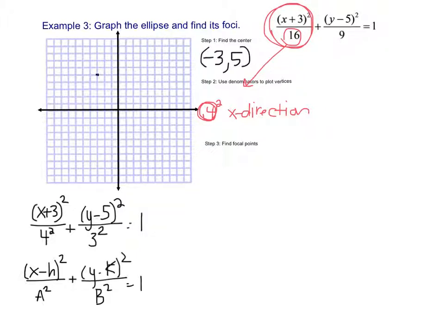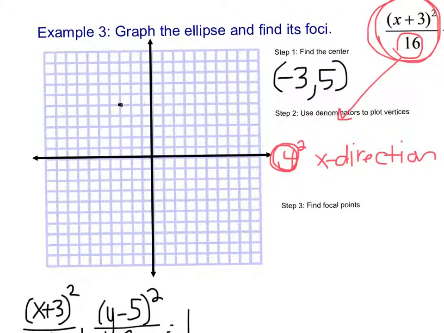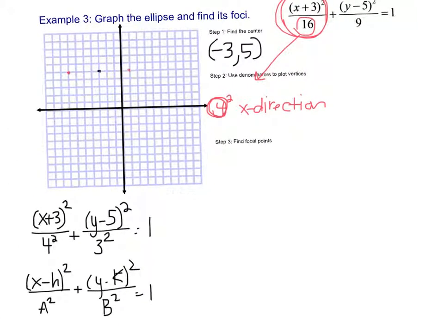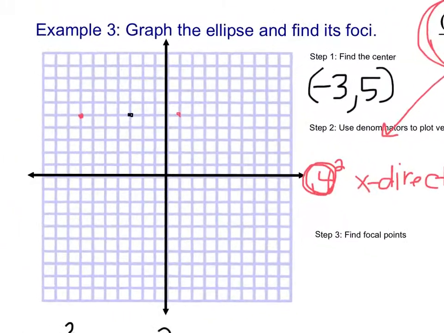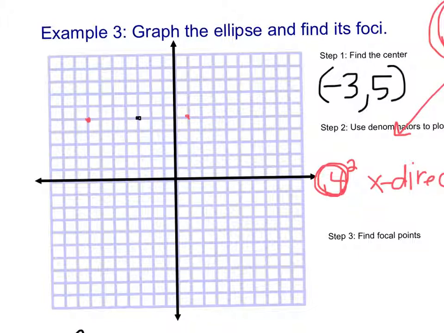It's like the radius in the x direction is 4, which is an easy way to think about it. So I'm going to move 4 to the right and 4 to the left from my center and put 2 points. 1, 2, 3, 4. 1, 2, 3, 4. That's going to be my major axis, my longer axis, because in the y direction our denominator is 9, so that's 3 squared. So 3 is the amount we're going to move in the y direction. That's going to be our minor axis. So I'm going to go to my center and move 3 up and 3 down.